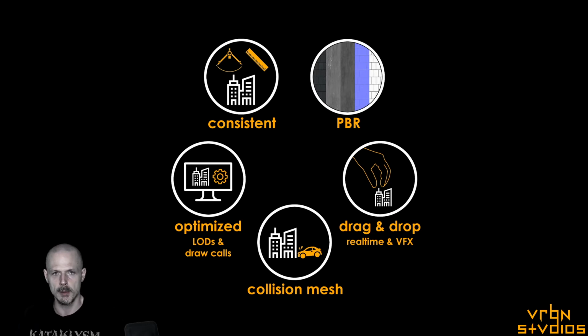Then we have a full PBR material approach. So we have everything from roughness, metallicness, albedo, I mentioned emission, and so on. Then the idea is to have the buildings optimized with multiple levels of detail. We've seen them before. Plus all of the buildings are, per level of detail, also draw call optimized. Then on top there's a simple collision mesh, which, if you want something more precise, you can switch in if that is necessary.